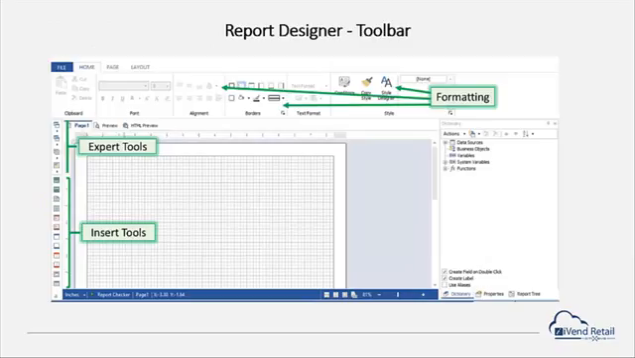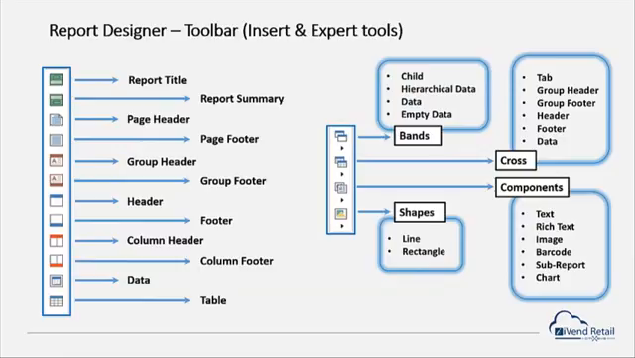Moving on to the next slide, this is how the report designer looks. It has a ribbon UI and tabs that are grouped instruments, thereby reducing the number of toolbars that we have. If I want to classify broadly, then I would name this as the formatting toolbar, expert tools, and this is the insert tools. Now let us have a detailed look at these tools which are available. So we have various tools, bands, shapes, and components available in the designer.